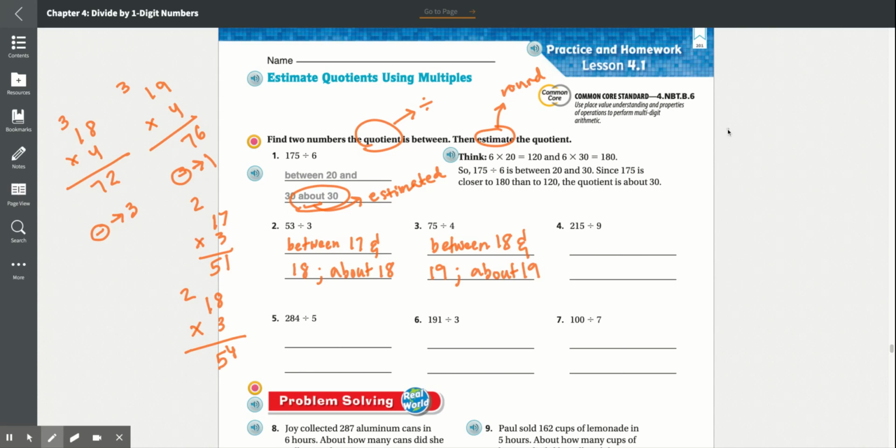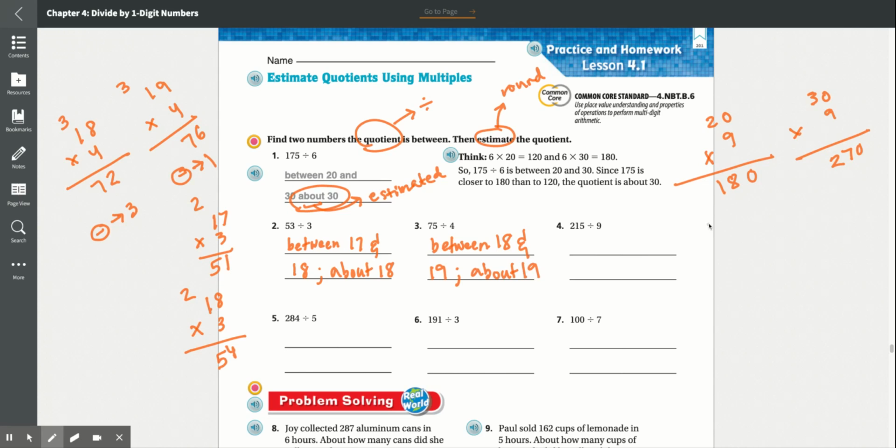Number 4, 215 divided by 9. So we can multiply 9 times 20 and 30 times 9. So let's do this one first. Let's see what the answer is. 9 times 0 is 0. 9 times 2 is 18. So it's 180. 30 times 9 is 9 times 0 is 0. 9 times 3 is 27.